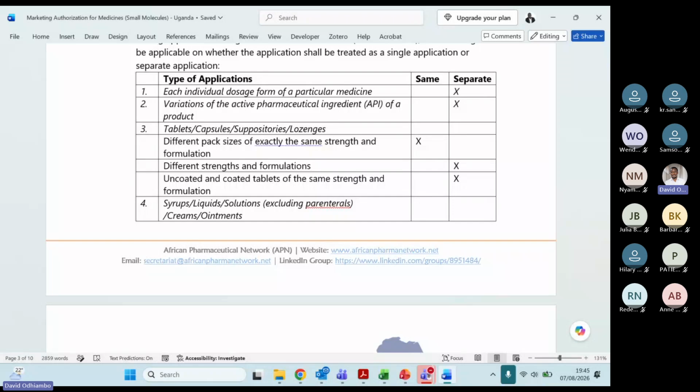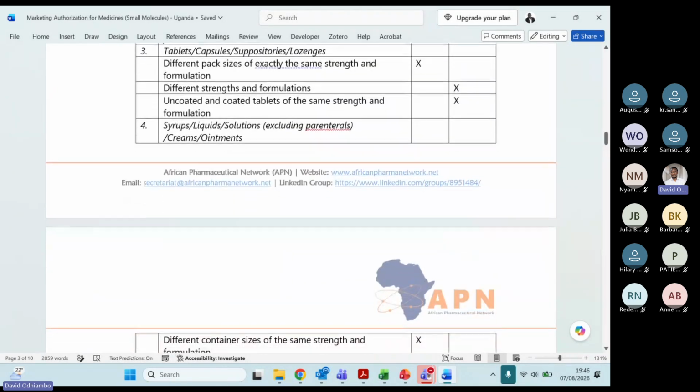If you have uncoated tablets of the same strength and formulation, they are considered separate. The reason is, with the coating, there's an impact on the dissolution profile of that medicine. And if that dissolution profile is impacted in any way, then some of them might require bioequivalence studies, some might not, depending on how the formulation is, which means the data requirements are different and varied. They will be considered 2 different ones.